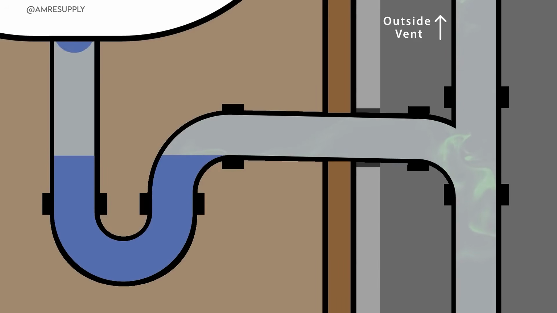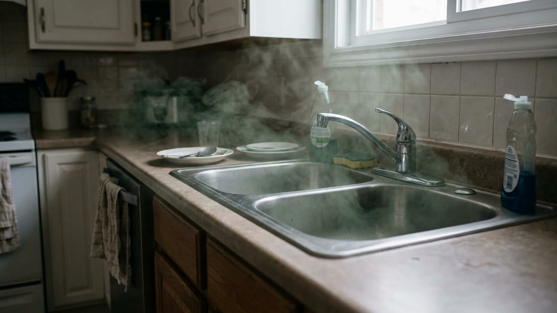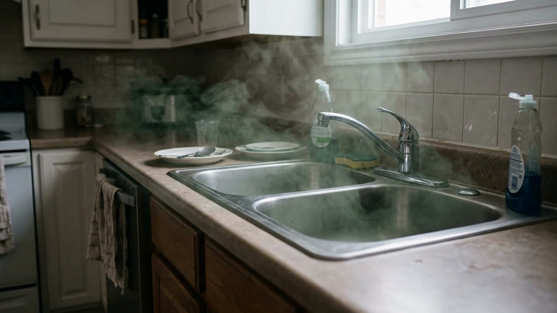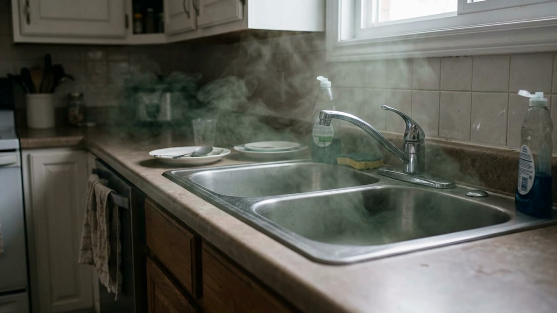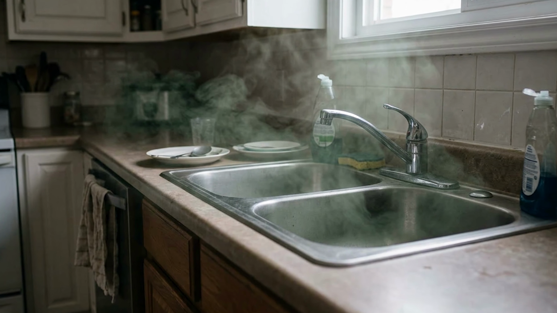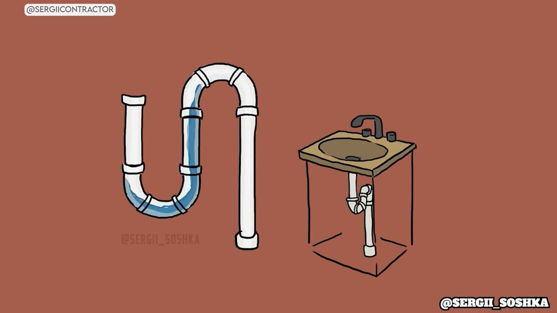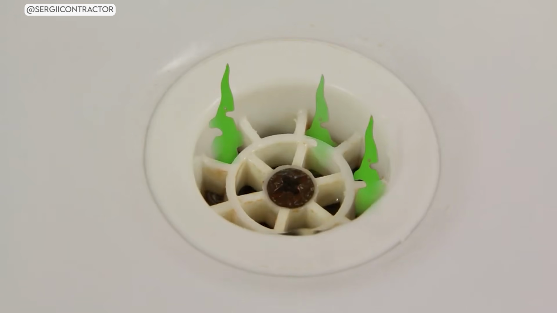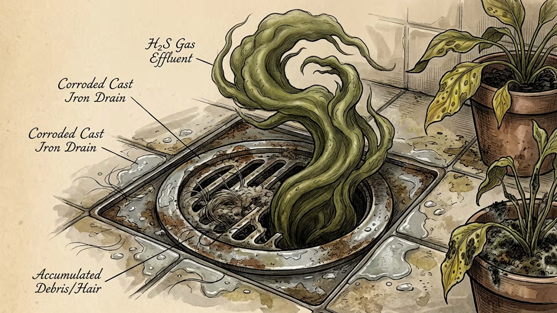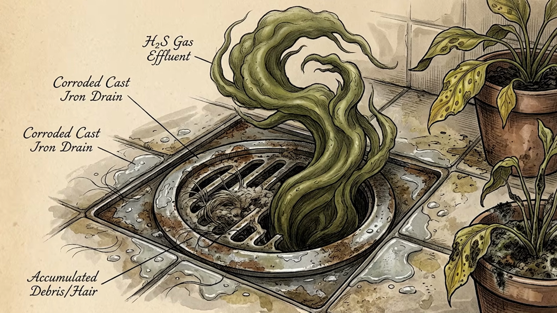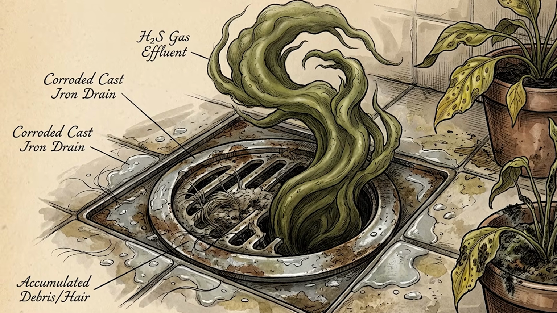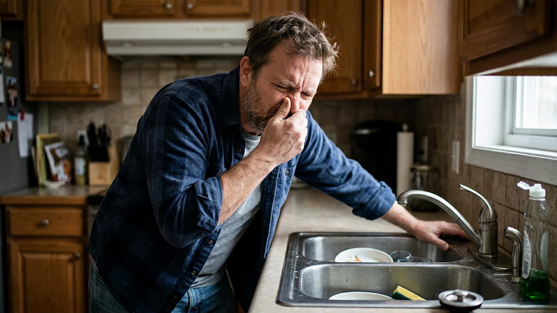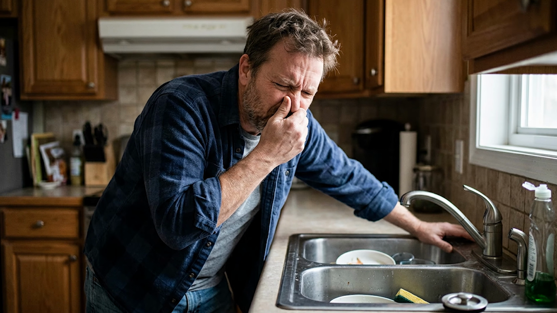failed trap seal. When that water barrier disappears, gases from the sewer system start seeping up through the open drain and into your home. We are not just talking about a bad smell, although that is certainly the first thing you will notice. Sewer gas is a mixture that includes hydrogen sulfide, methane, ammonia, and other compounds that you absolutely do not want to breathe.